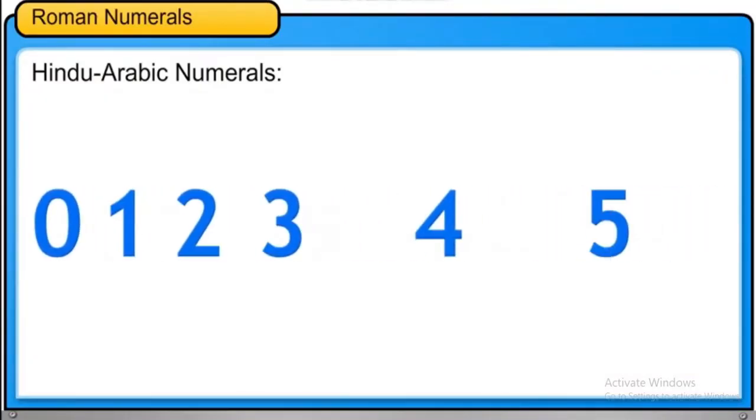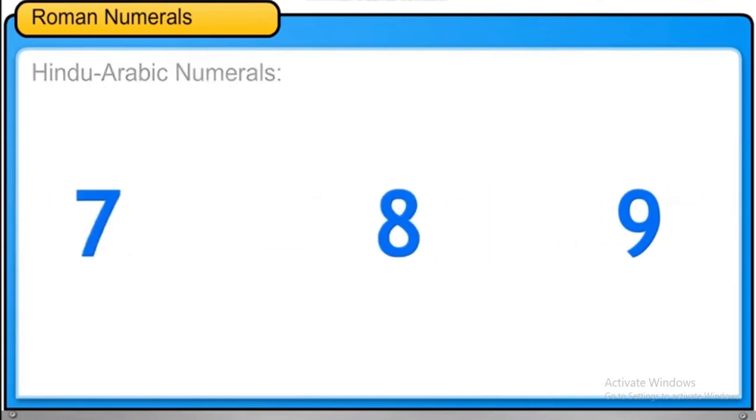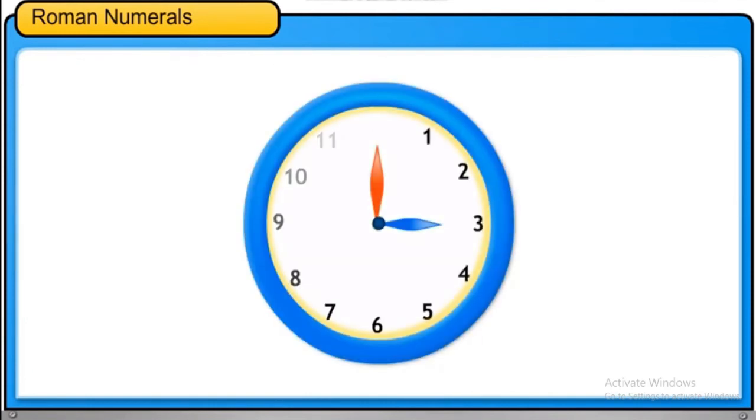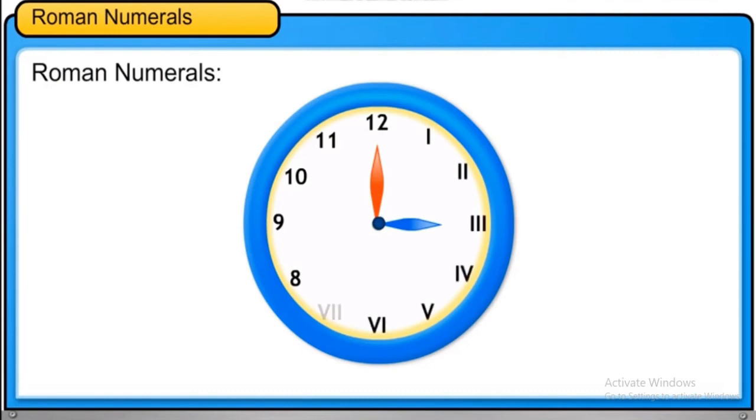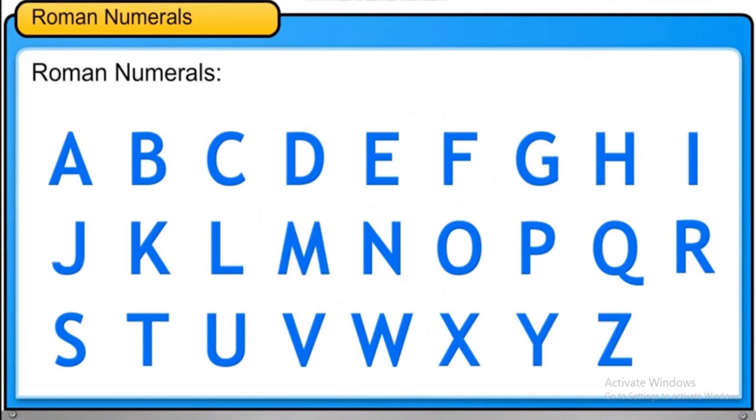The symbols that we commonly use to write numbers are called the Hindu-Arabic numerals. We can form any number using the symbols from 0 to 9. Many ancient civilizations had their own ways of writing numbers. In this module, we will study about Roman numerals used by the ancient Romans to write numbers. The symbols used by the Romans to write numbers look like some of the letters of the English alphabet.